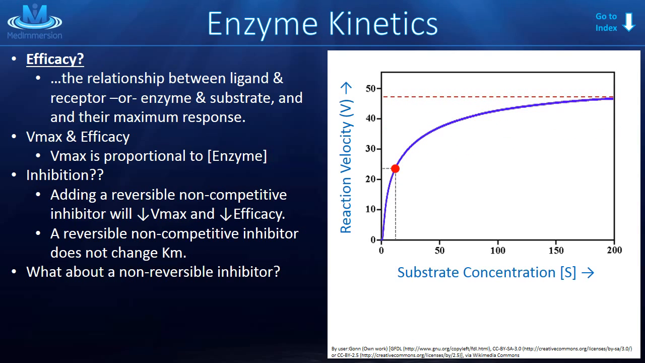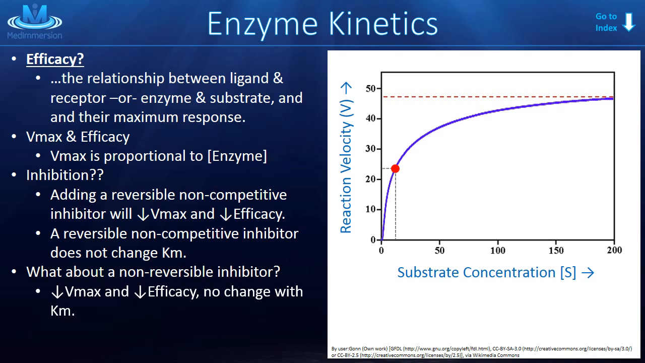One more thing to think about in the inhibitor category. What would a non-reversible inhibitor look like on our graph? It would look a lot like the non-competitive inhibitor. Vmax and efficacy would go down with no change in the Km.